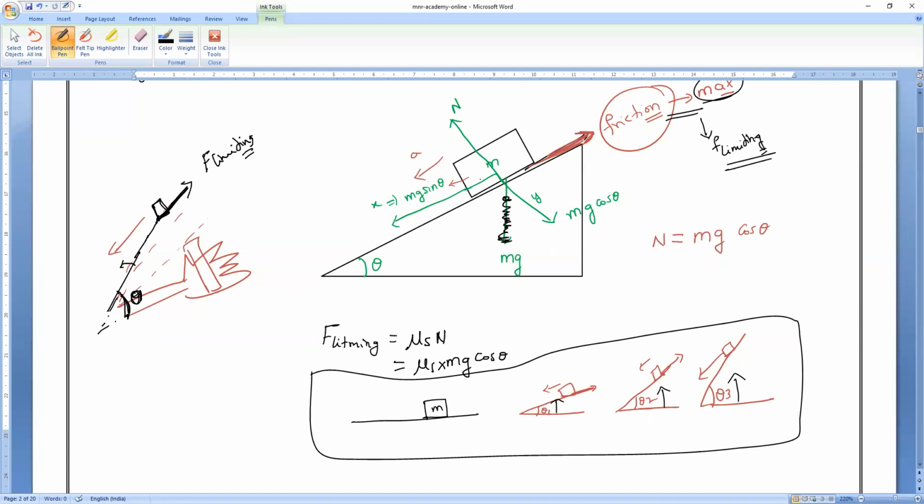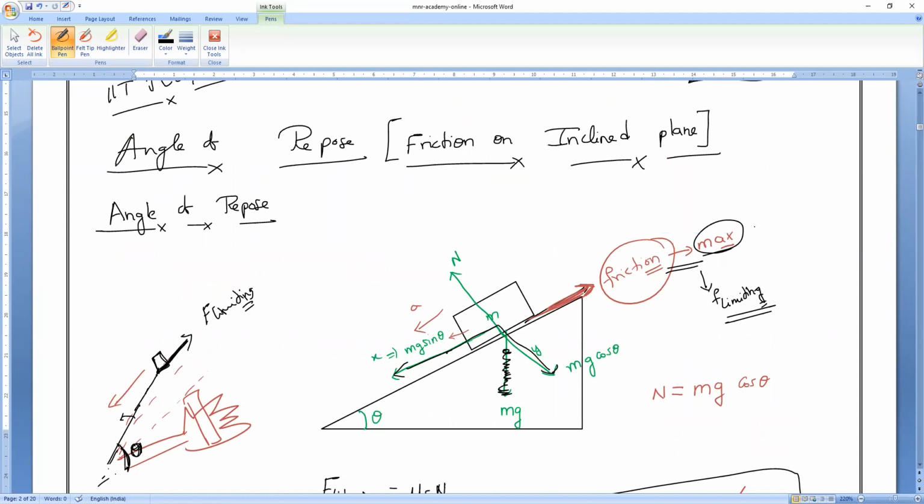I can strike this mg as it is acting only along these two directions, perpendicular, with this being the x-axis and the normal. So f limiting is equal to what? F limiting is equal to mu s into mg cos theta. Understand? Everything clear? All of you?